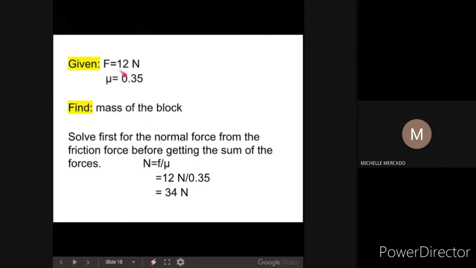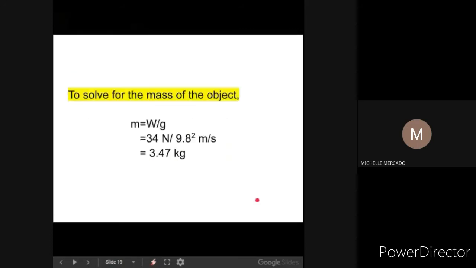So, ang given force natin again is 12 Newton divide 0.35. So, the answer will be 34 Newton. Then, ito pong nakuha natin normal force is gagamitin natin sa second step, which is we're going to solve na for the mass of the object.